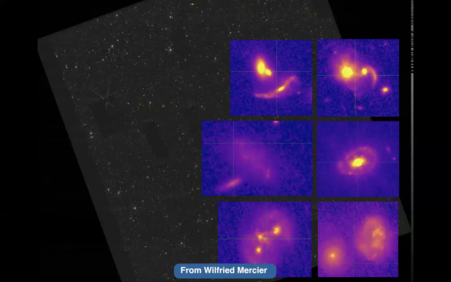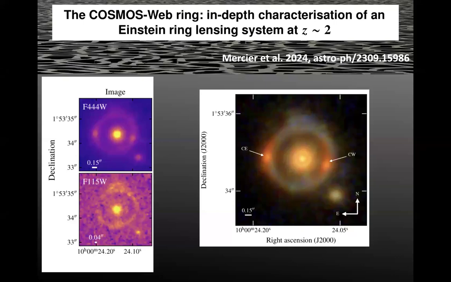And Wilfried, with the first epoch data, found this extremely nice Einstein ring. So I'm going to spend a few slides on this ring because I think that's really nice. I don't know if you saw, there was another paper on the same Einstein ring by Don Dokum. They put the paper on astro-ph 2 weeks before us, so too bad for us, but still, I think this object is really great.